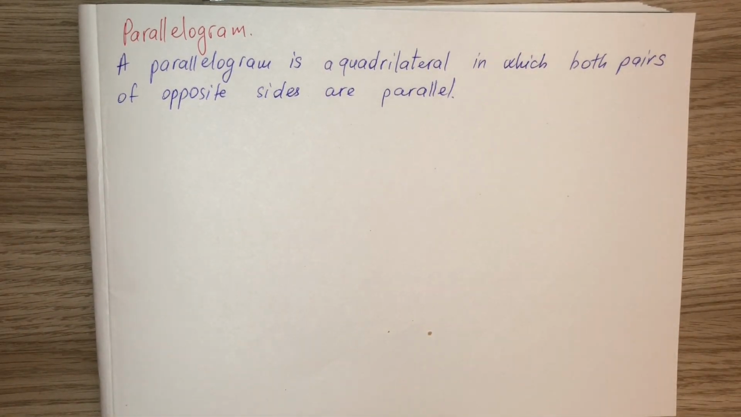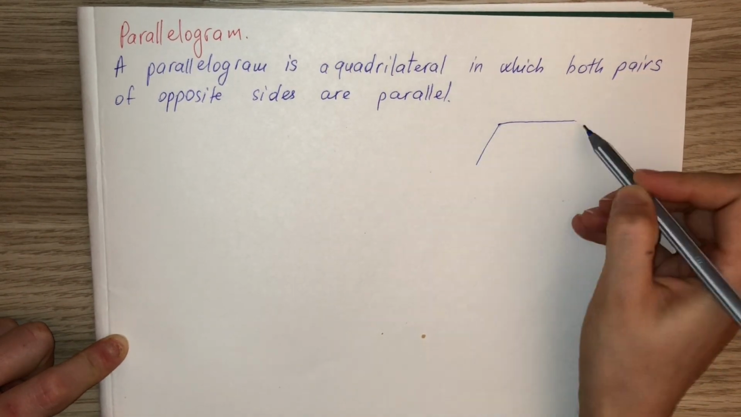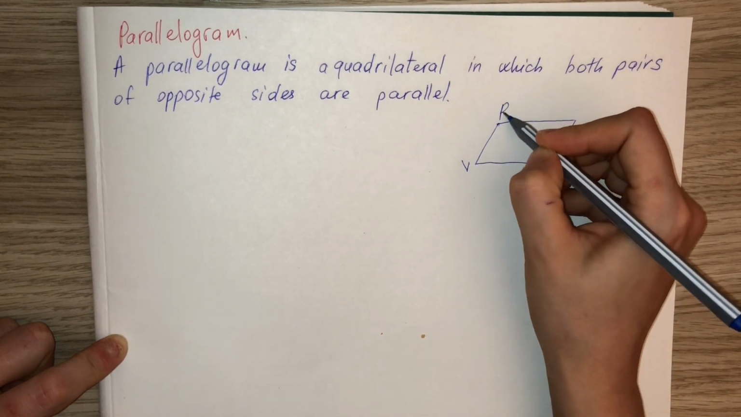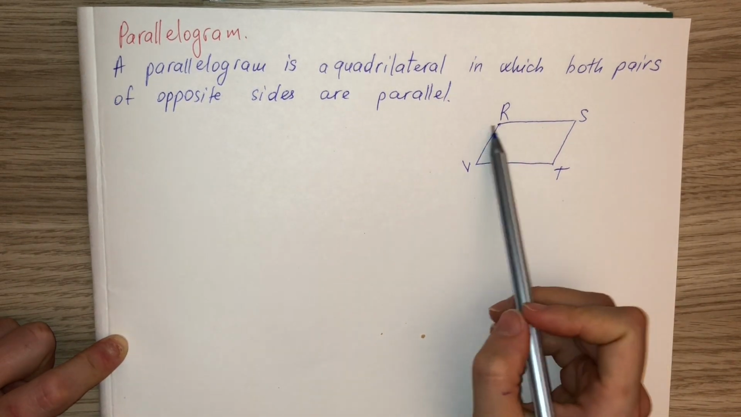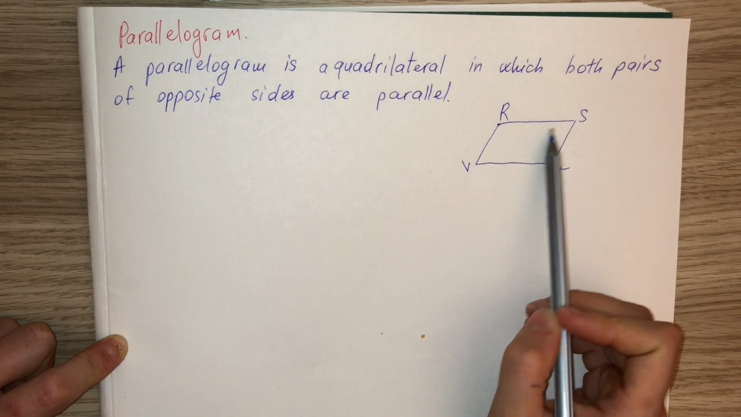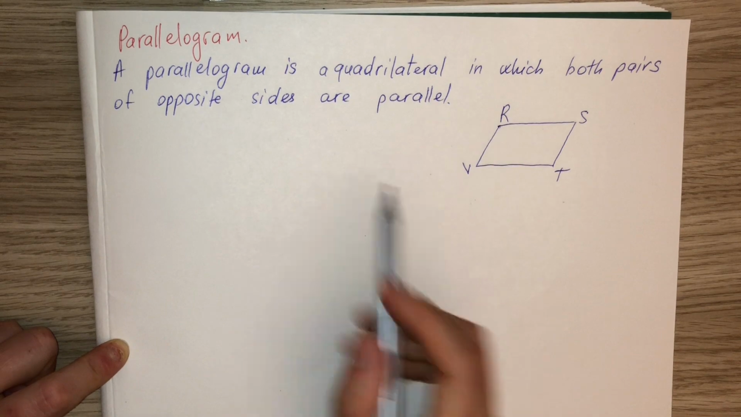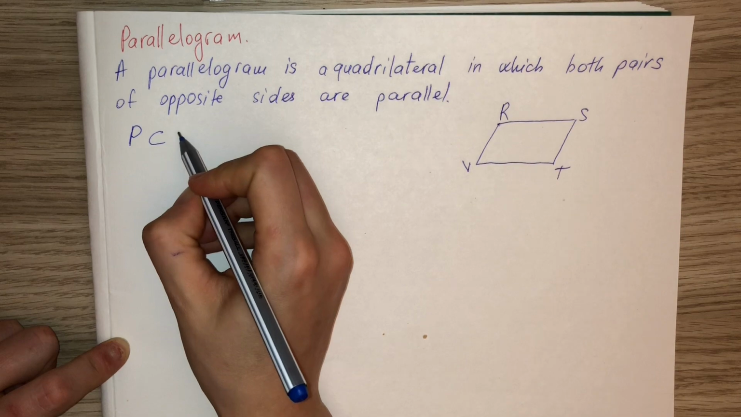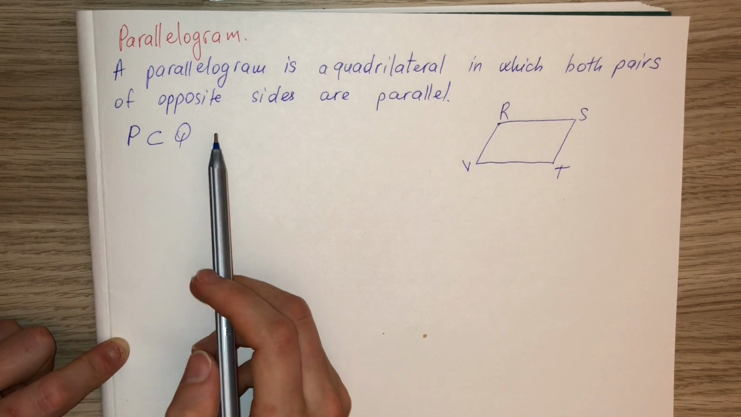A parallelogram is a quadrilateral in which both pairs of opposite sides are parallel. Let me show you. Let it be a quadrilateral, R, S, T. If the opposite sides are parallel, then this is called a parallelogram. And always the set of parallelograms is a subset of quadrilaterals. Okay? This is parallelograms and this is quadrilaterals.